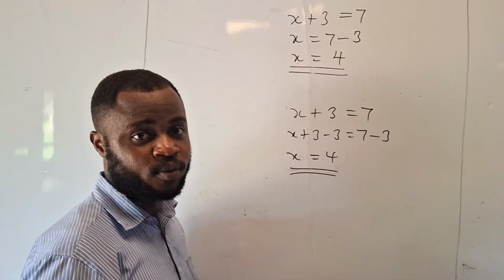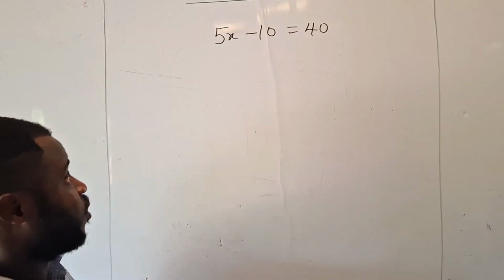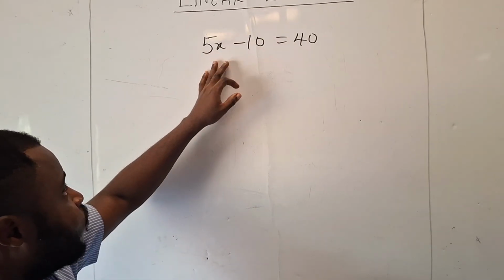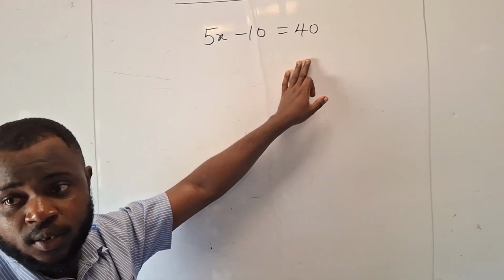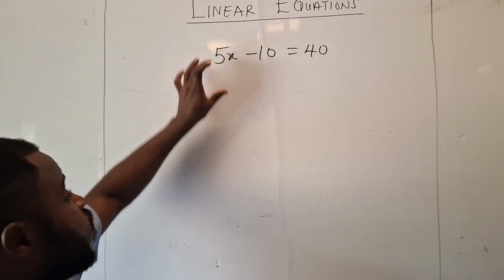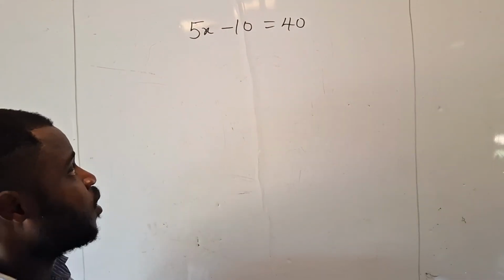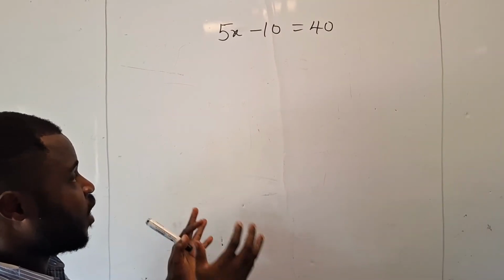Let's take another one. So we have to solve for x as the question is posted on the screen. 5x minus 10 is equal to 40. The meaning of this is, what number will 5 multiply, that when you subtract 10, you are going to get 40? Or there's a number that when you multiply it with the 5 and subtract 10, you are going to get 40. Now let's quickly do method 1 as I did.